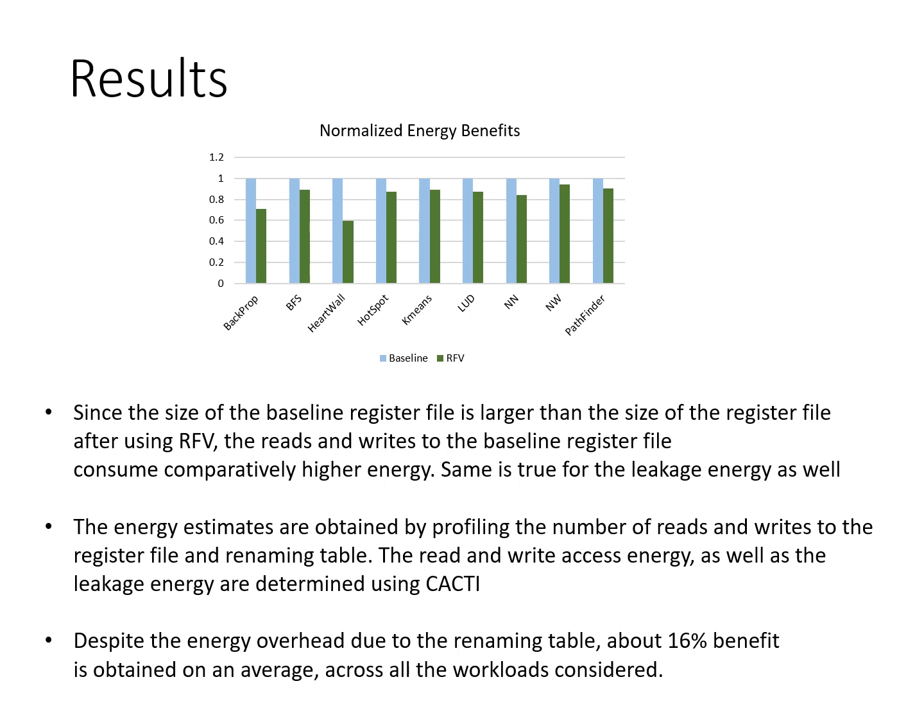The energy estimates are obtained by profiling the number of reads and writes to the register file and to the renaming table. The read and write access energy as well as the leakage energy are determined using CACTI. Despite the energy overhead due to the renaming table, we obtain about 16% benefit across all of the workloads.